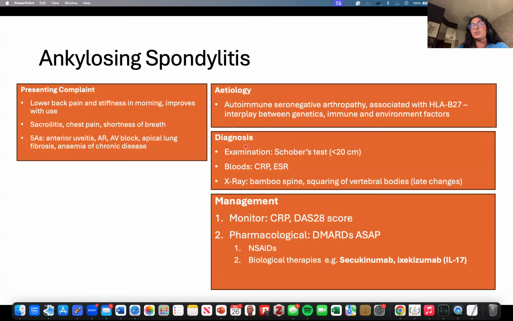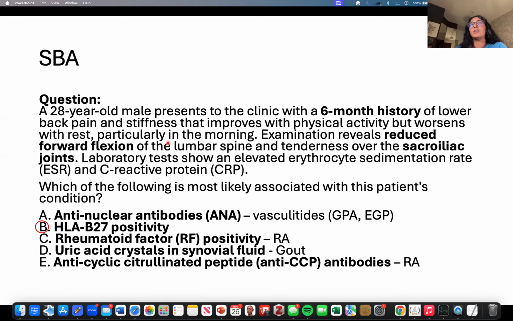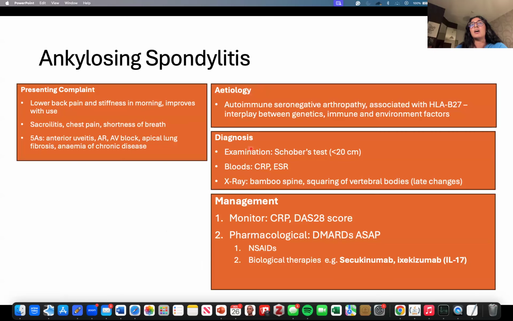The diagnosis, it was a little bit in the question, but the forward flexion of the lumbar spine, there's a test called the Schober's test, and if the distance between the top of the ASIS and a marker above, sort of near the lumbar spine, is less than 20 centimeters, that means that it's restricted. And that suggests some sort of fusion is going on, which would point to ankylosing spondylitis.